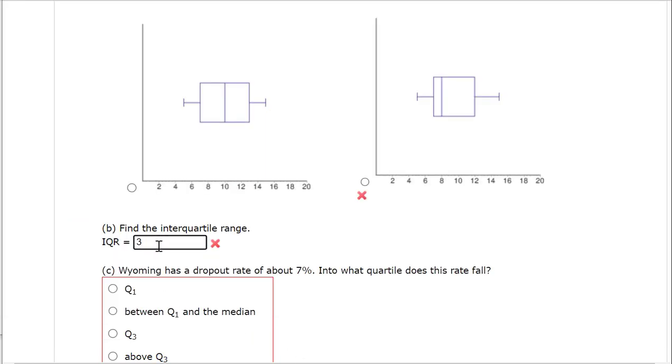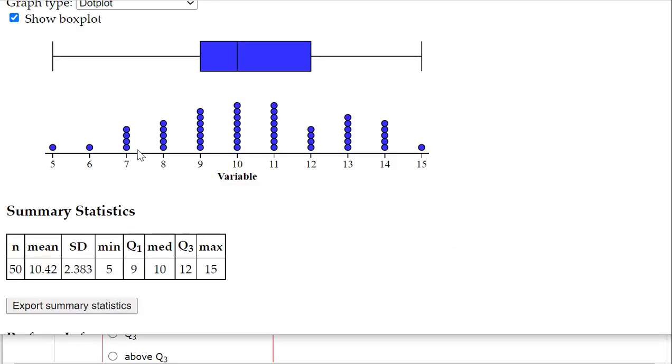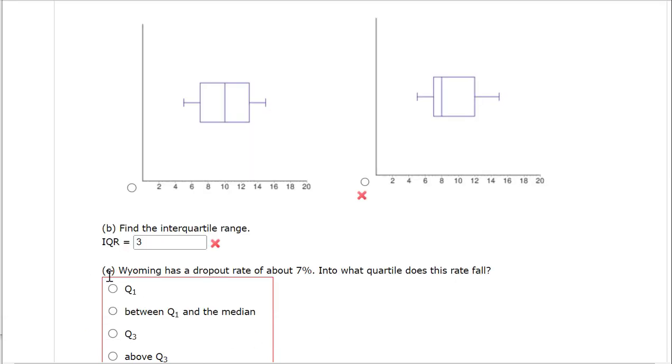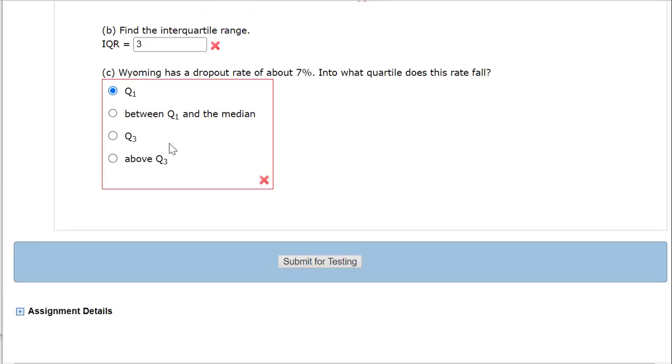Wyoming has a dropout rate of 7%. Into what quartile does that fall? Let's go ahead and check. 7%, that's in the first quartile, because it's way down here. And it tells between Q1 and the median, between the median and Q3, and then above Q3.